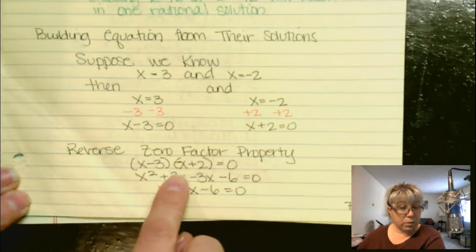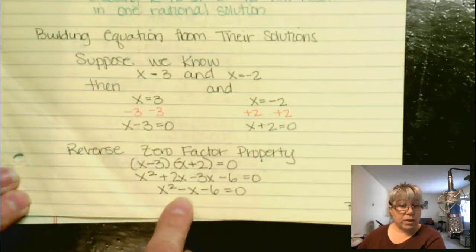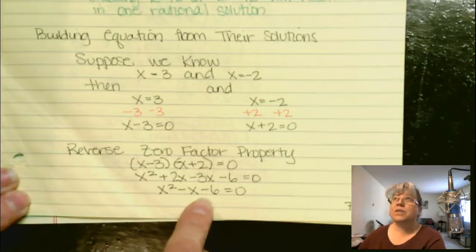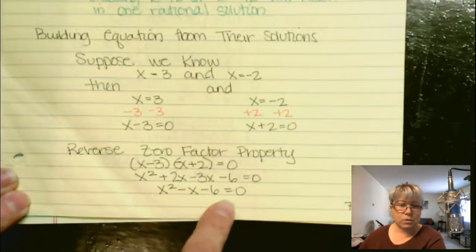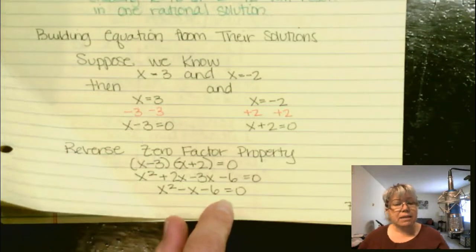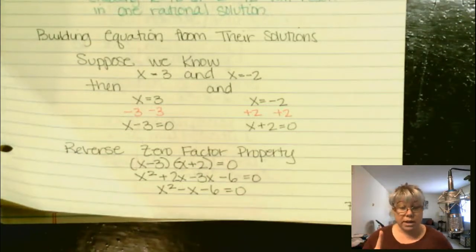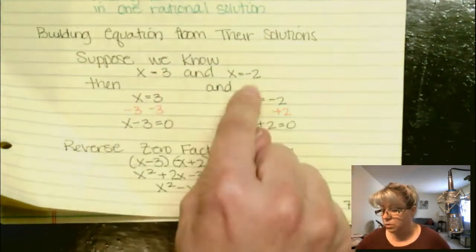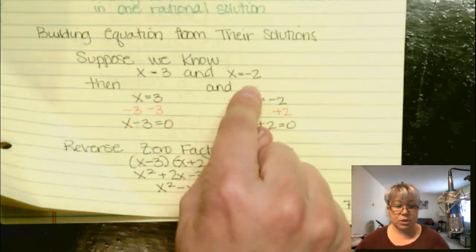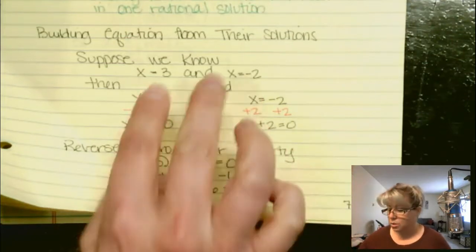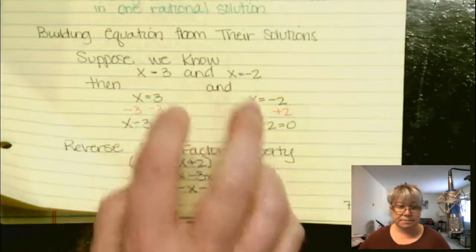FOIL, multiply through, and we'll get x squared minus x minus 6 equals 0. But keep in mind, this is actually just one quadratic equation that has the solutions of x equals 3 and x equals -2. There's actually infinitely many quadratic equations with those two solutions.